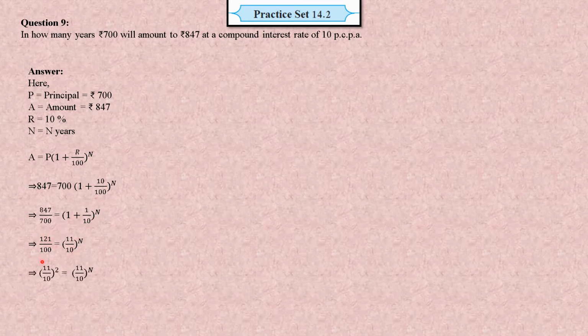Now 121 upon 100 can be written as (11 upon 10) the whole bracket square. And here also we have 11 upon 10 raised to N. Comparing the powers, since the base 11 upon 10 and 11 upon 10 is the same, the index can be compared, and comparing the index we get N is equal to 2. Hence the number of years is 2 years. So we can rephrase this and say that after 2 years with a compound interest of 10%, rupees 700 will amount to rupees 847.